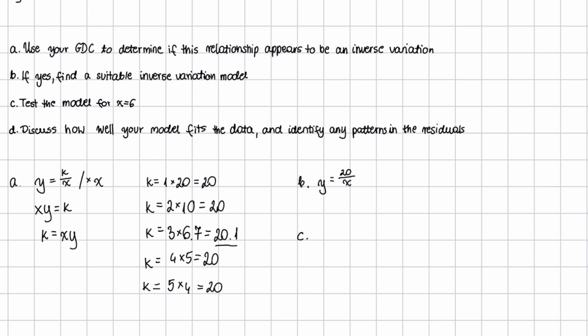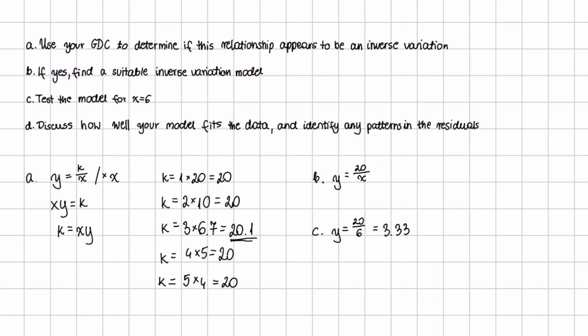In C, we have to test the model for x equals 6. So simply y equals 20 divided by 6. So 20 over 6 is 3.33 to 3 significant figures.